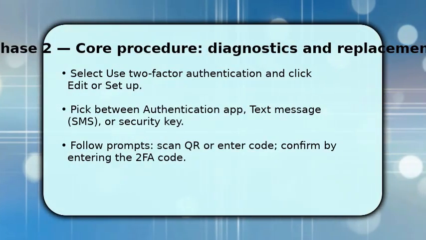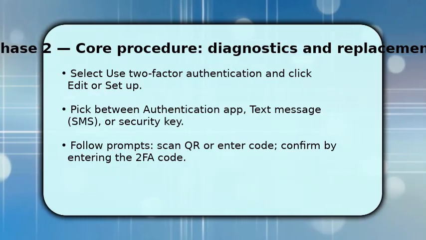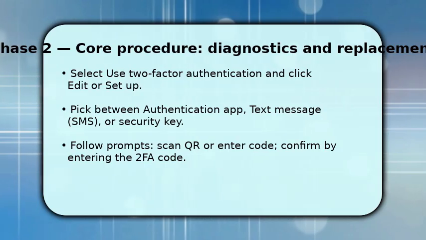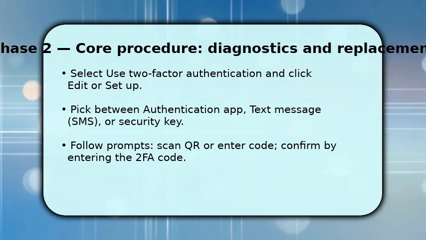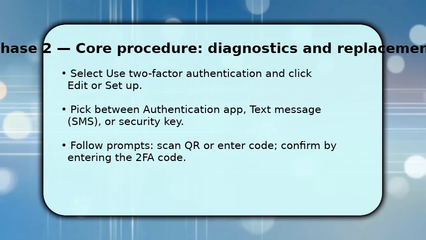Next, choose the method that fits your routine. Once you click Use Two-Factor Authentication and tap Setup, pick an authenticator app for stronger protection or SMS if you prefer simplicity. A security key is best for power users.